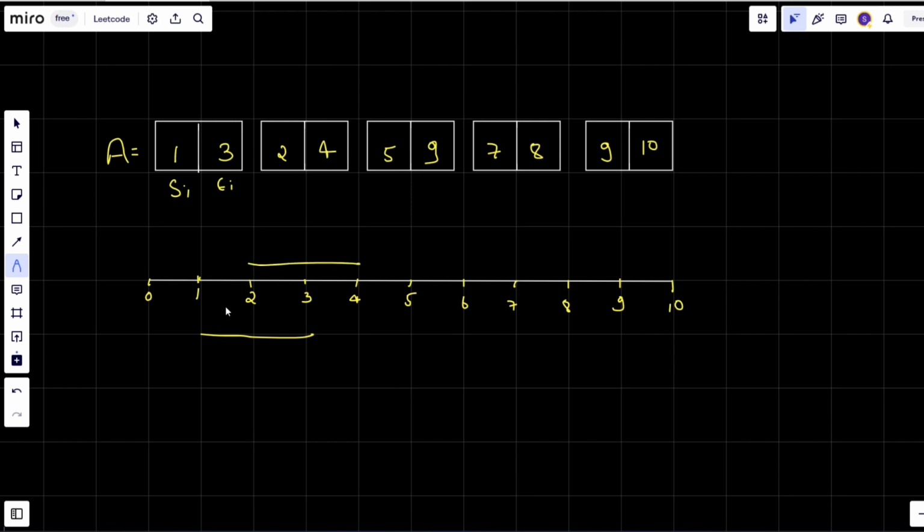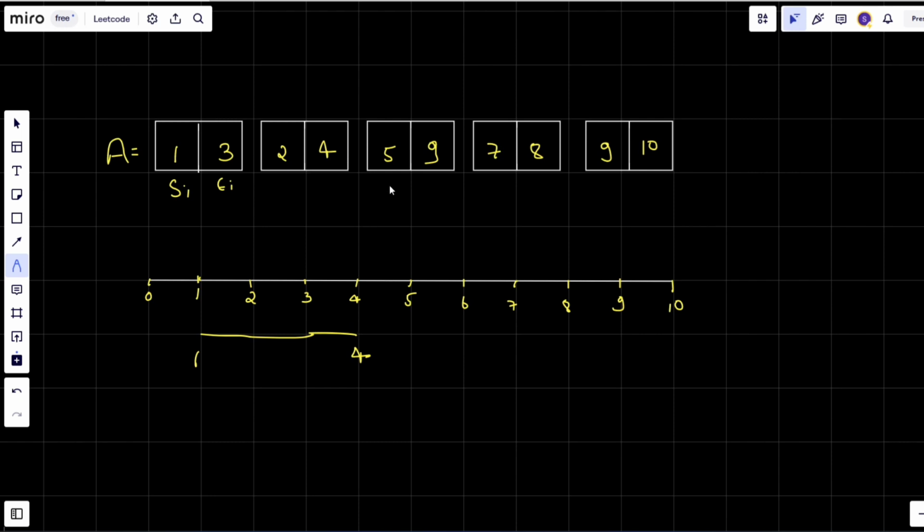2 to 4. Now I can see that there is some overlapping part over here, between 2 and 3. So this is what we are supposed to remove in that question. What I can do is simply remove this, and extend this to here, that is from 1 to 4.